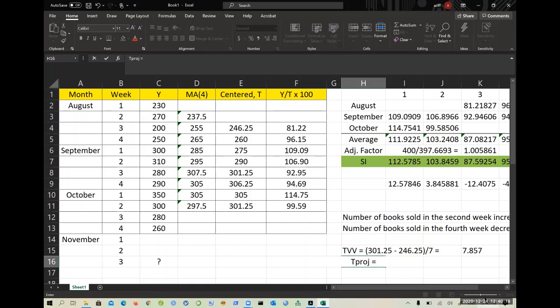is simply equal to the last trend value, that is 301.25, plus the TVV, that is 7.857, and then you multiply with the value of T. So the value of T here will be equal to 1, 2, 3, 4, 5. Okay, the value of T will be equal to 5. So how do you get this value? Let me just show you.